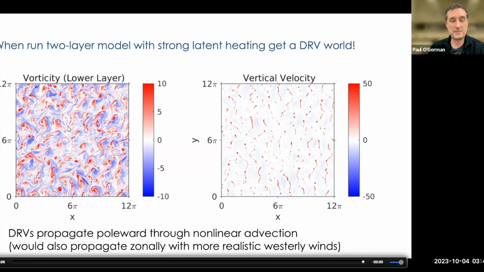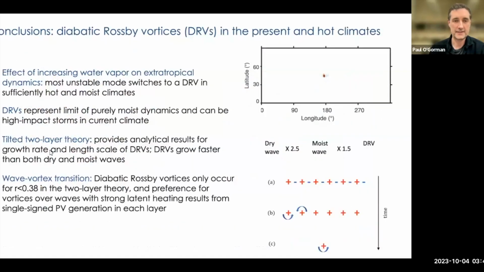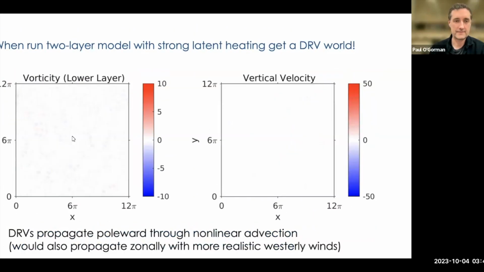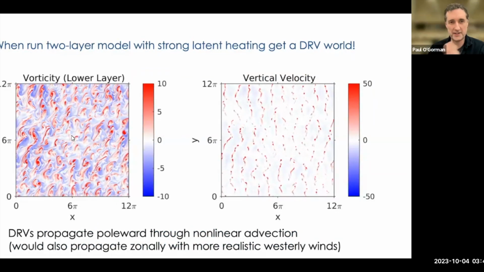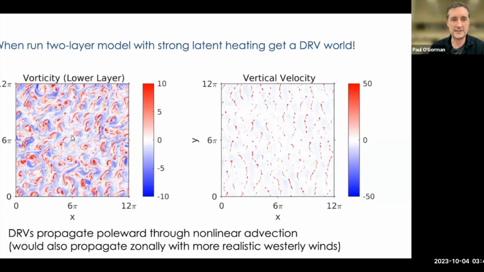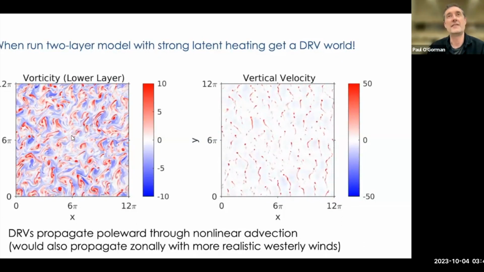You'll notice that they're propagating northward. Let me just show you that again. Oh, go back. So especially in the vertical velocity field, it's easy to see they're going northward. And that's because that's a nonlinear advection effect.